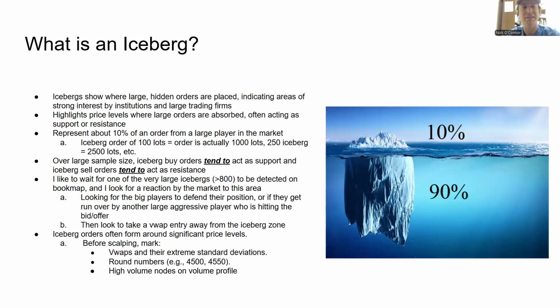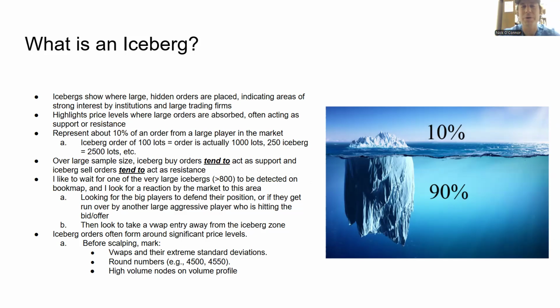But we'll just get started right here with what an iceberg is, starting from the top. Icebergs are basically where large hidden orders are placed in the order flow, indicating areas of strong interest by the institutions and large trading firms. These are often areas where large orders get absorbed and act as support or resistance in the intraday and even higher time frame charts as well.